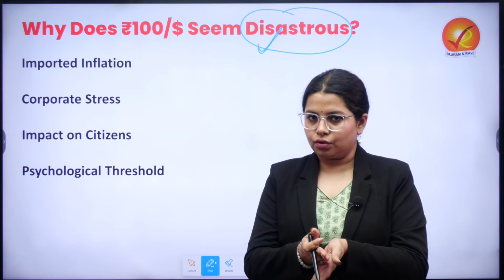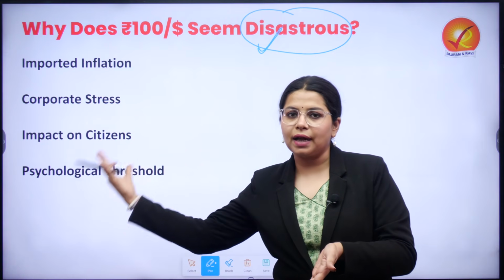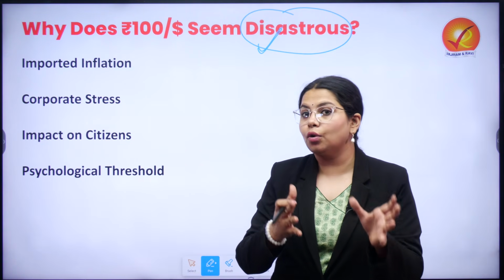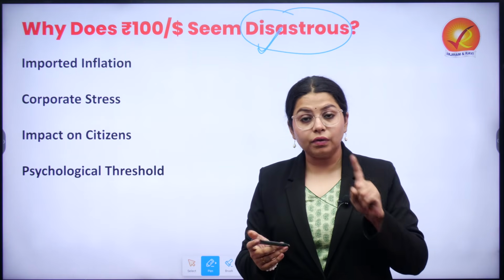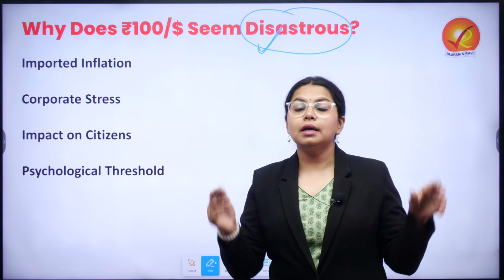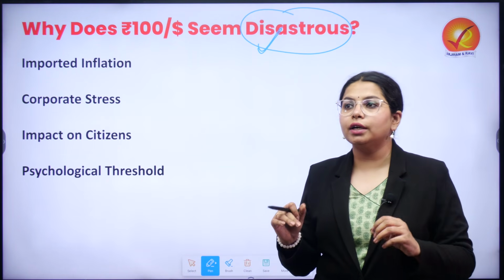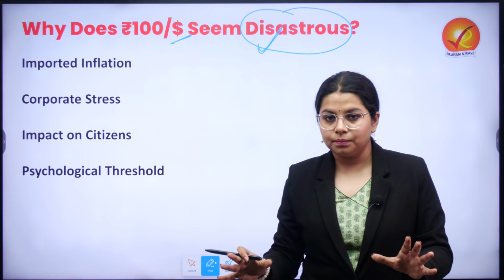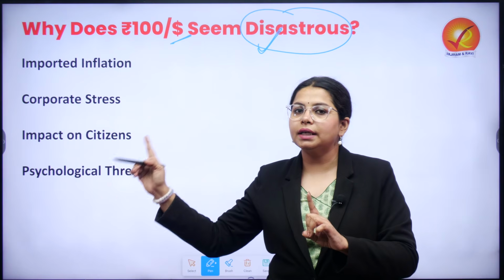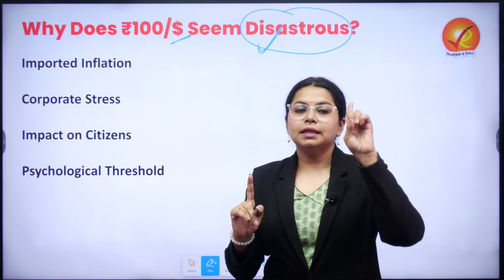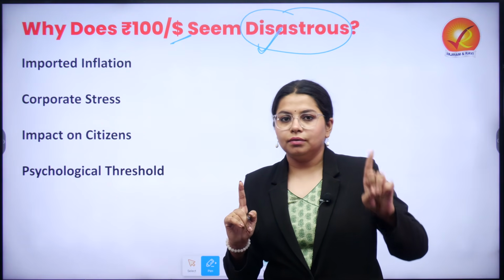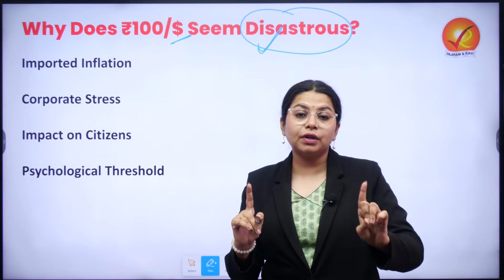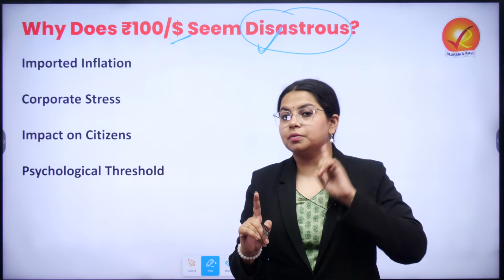Because we are very close to it. We are seeing that all the factors which are present are still going on. They might be controlled, and we will be discussing what can control it, but let us also look into why this mark seems like a danger sign. First example I had already given you when I was explaining why it is a problem. We took the example of 50 rupees per dollar and 100 rupees per dollar.